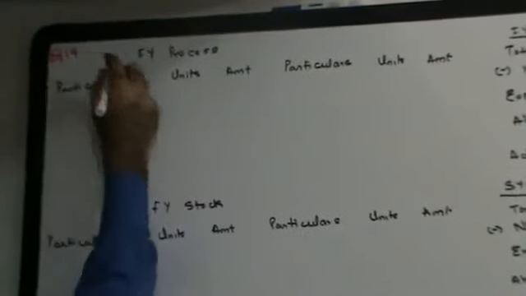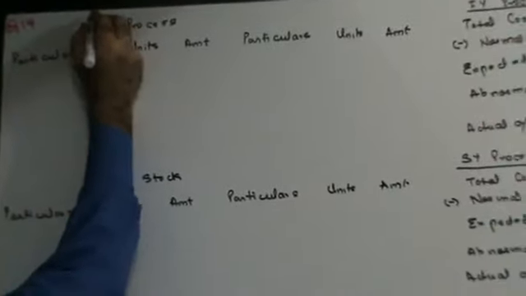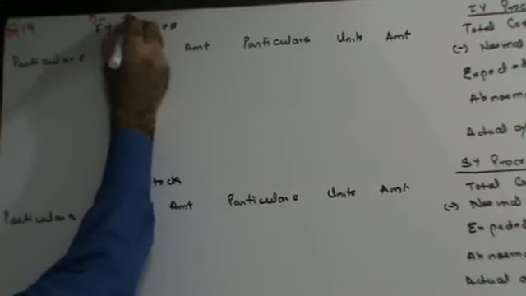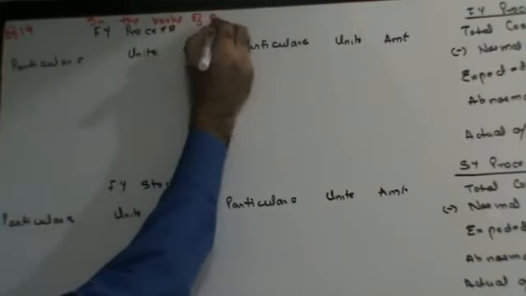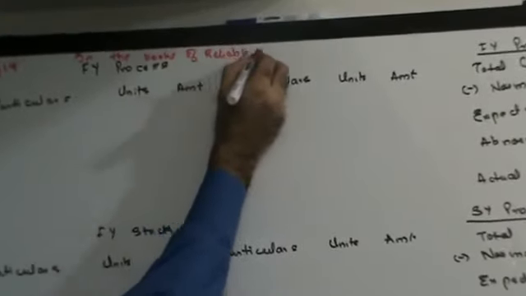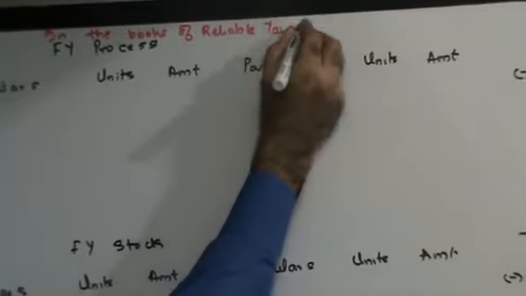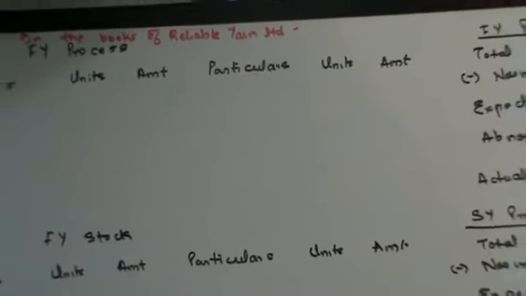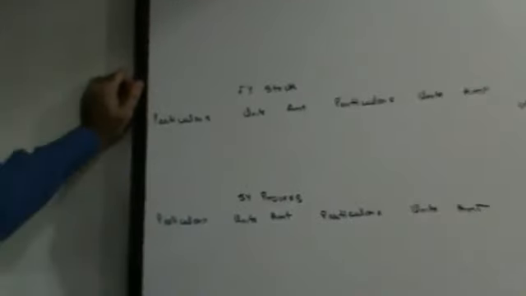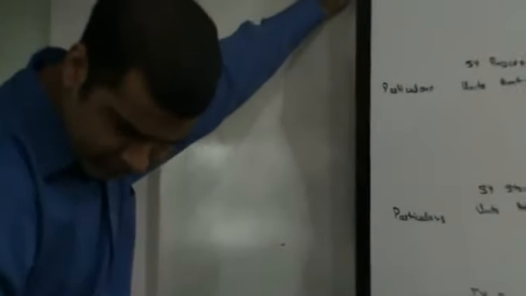Let's see this. I am doing question number 14 in the books of Reliable Yarn Limited. Reliable Yarn manufactures yarn product. The product passes through three consecutive processes: FY, SY, TY. Relevant data is as under.